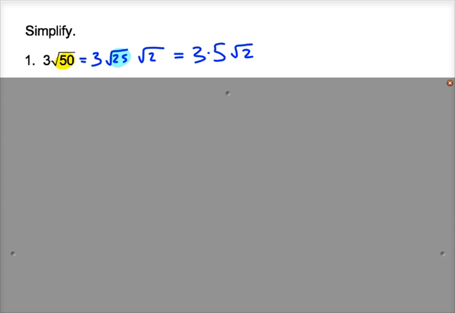Okay. Well, 3 times 5 out in front here is 15. And then I check. Could I split up two numbers that multiply to the square root of 2, one of which I know the square root of? And I can't. The square root of 2 is as simple as I can make it. So my final answer is 15 square roots of 2.